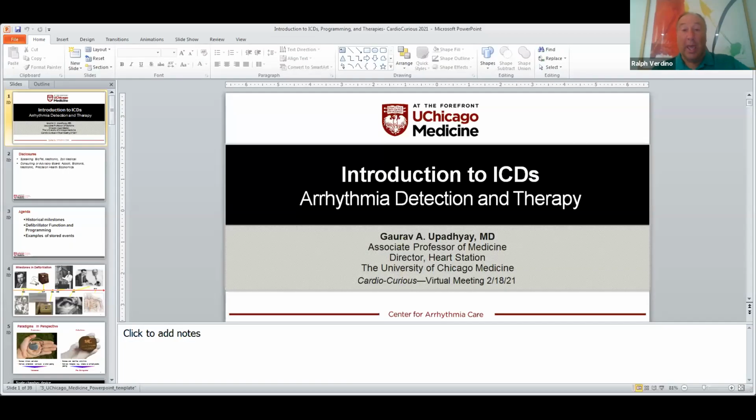Switch gears a little bit to the ICD, arrhythmia detection and therapy, by Dr. Gaurav Upadhyay, who is an associate professor of medicine at the University of Chicago. He received his MD from the University of Chicago and did his internal medicine residency at Mass General Hospital. He was a chief resident at Newton Wesley Hospital, and then back to Mass General to do both his cardiology and EP fellowships. So, Upadhyay, it's all yours.